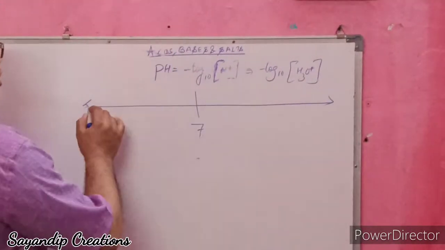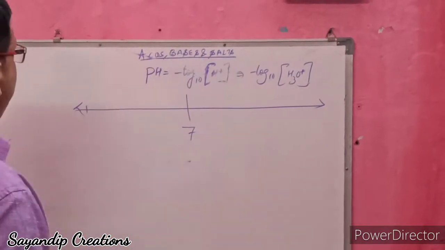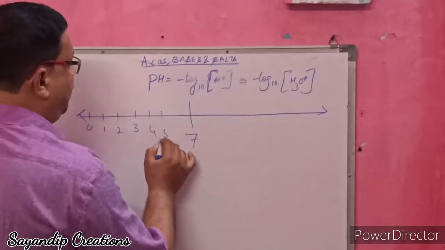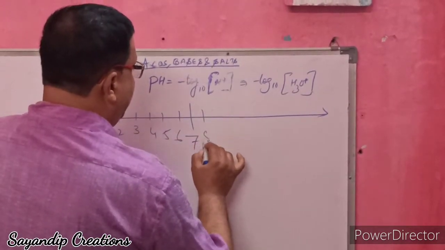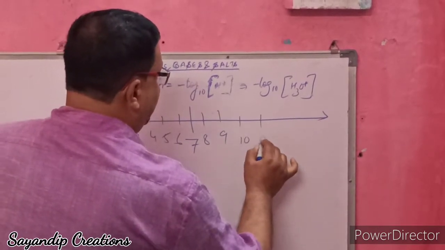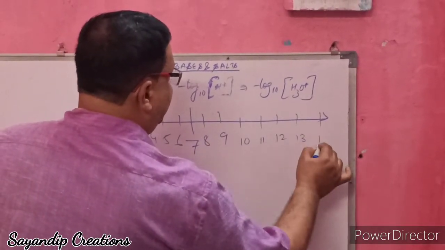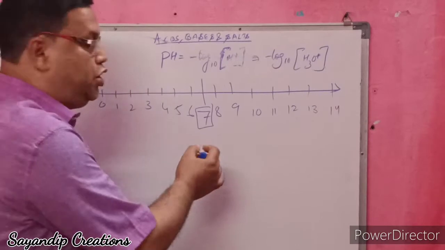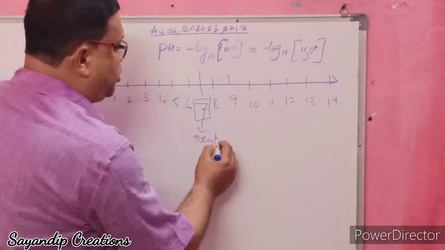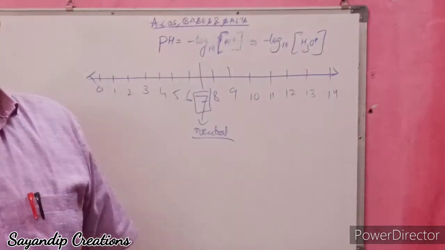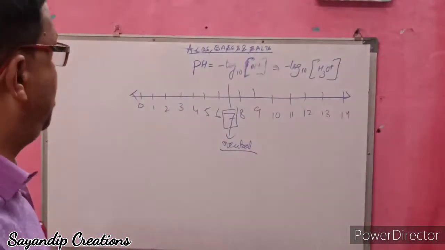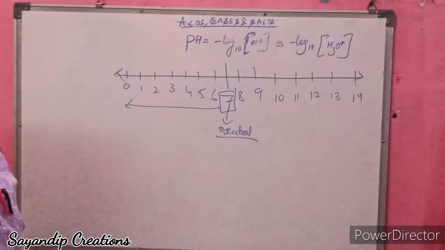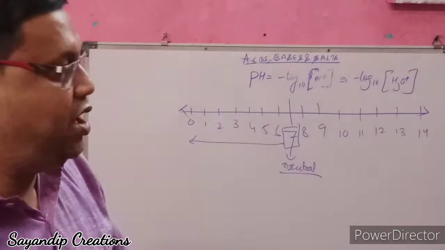The pH scale goes from 0 to 14: 0, 1, 2, 3, 4, 5, 6, 7, 8, 9, 10, 11, 12, 13, 14. This 7 is neutral, like distilled water. The pH of distilled water is 7. Now, as you move from 7 towards 0, the pH decreases.